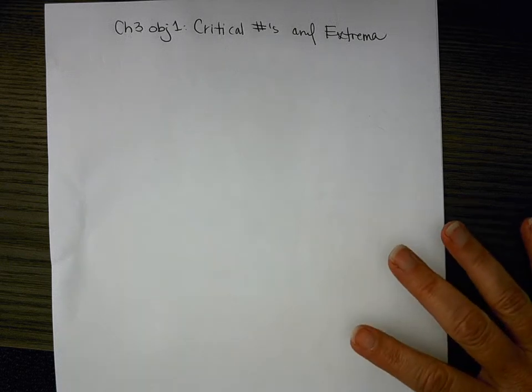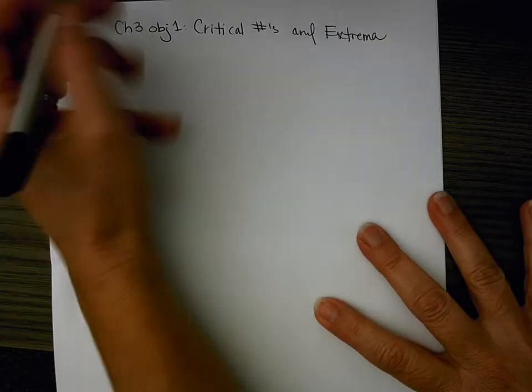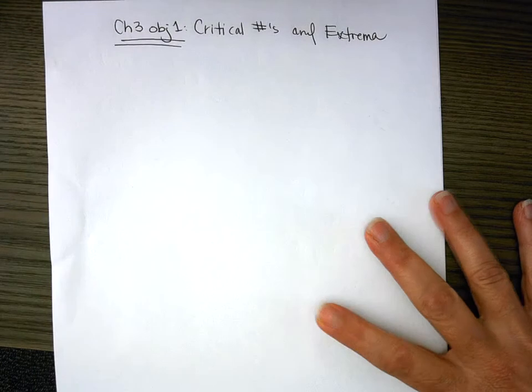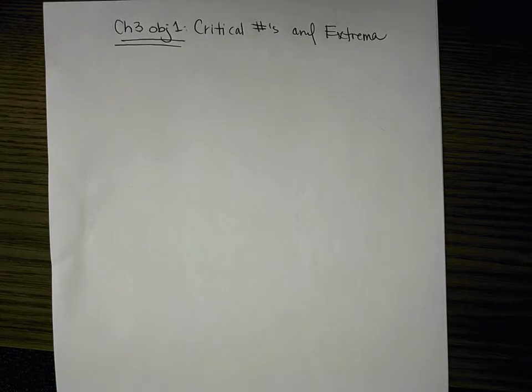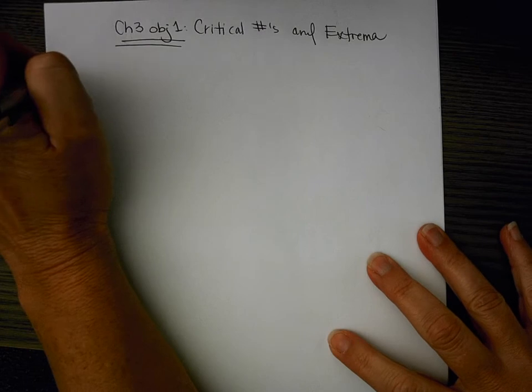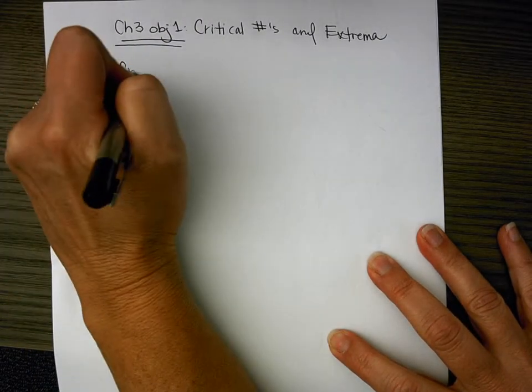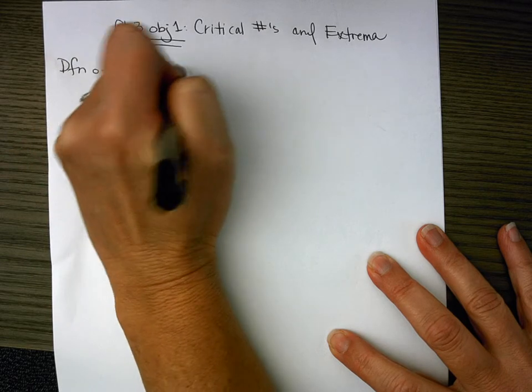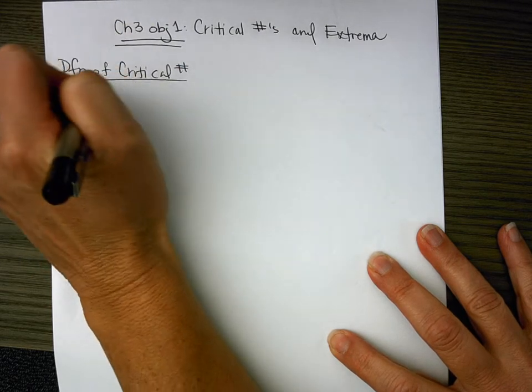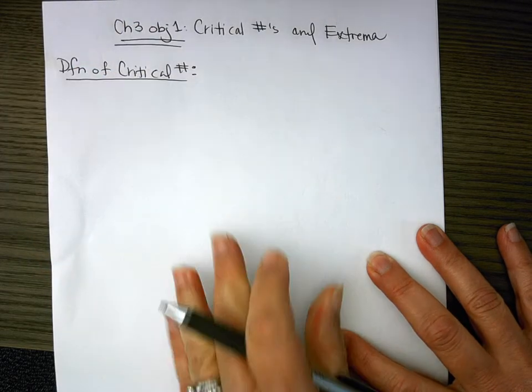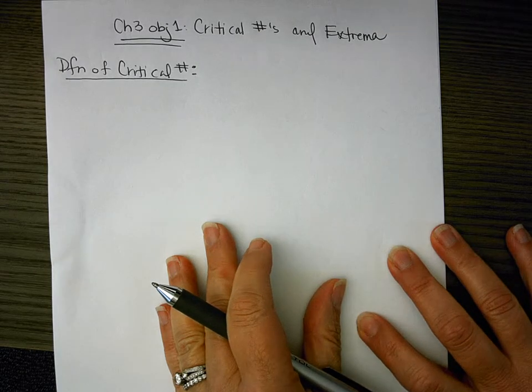Okay, so this is AP Calculus BC, the lesson for Chapter 3, Objective 1, and we will be going over critical numbers and extrema. So we're going to start with just the definition of a critical number. DFN is definition, and I tend to do a lot of abbreviating since we are not doing the student guided notes. Okay, so definition of a critical number.